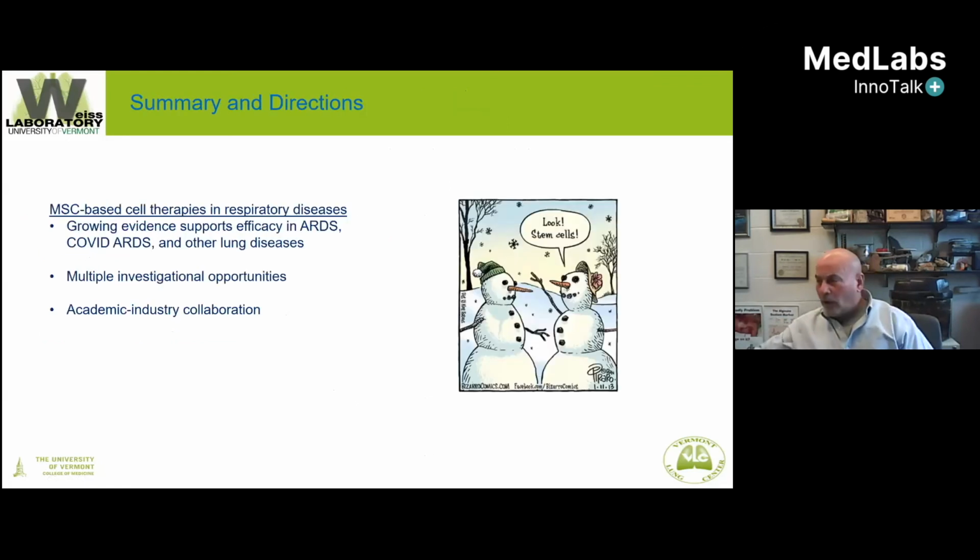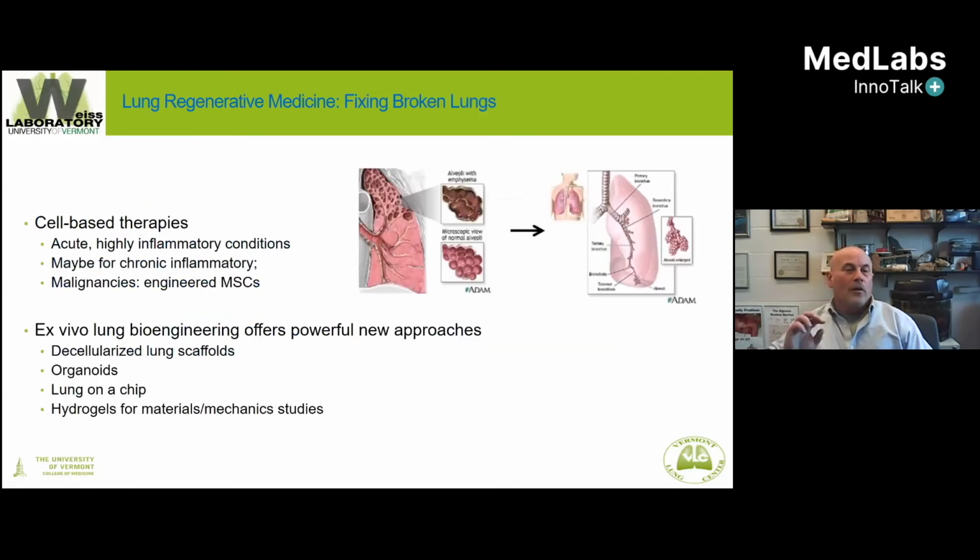So, summary and directions in the last couple of minutes. First of all, MSC-based cell therapies in respiratory diseases: growing evidence supports efficacy in ARDS, particularly COVID ARDS, and other lung disease. There are multiple investigational opportunities and multiple areas for collaboration and further technological developments. So then overall, lung regenerative medicine, again, we want to fix these broken lungs, right? And so again, cell-based therapies is really a growth area and very promising.